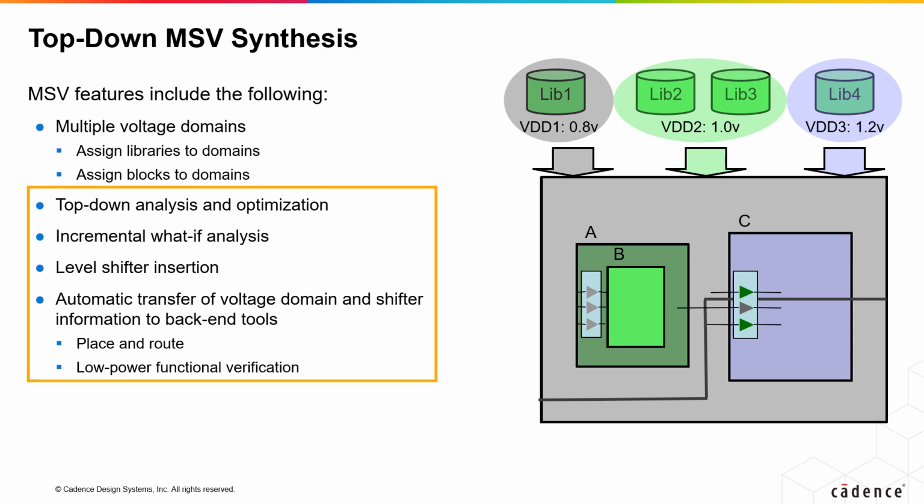Now, you can do top-down analysis and optimization and assign various blocks to these corresponding voltage islands. After that, you can do the incremental what-if analysis of your design with these voltage domains, and then you can insert the level shifters. After that, you can transfer the voltage domains and shift the information to the back-end tools like place and route and low-power functional verification.